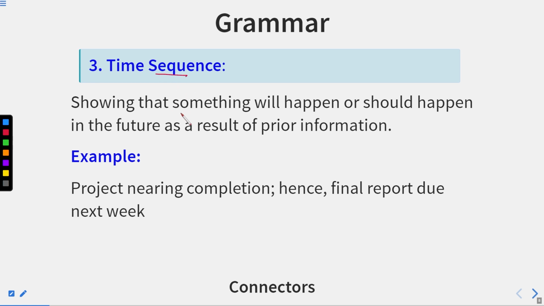Time sequence, showing that something will happen or should happen in the future as a result of prior information. Project nearing completion. So this is information. Now I'm writing hence. Then after that, final report due next week. So this is actually the conclusion, and this is the information which is given to us previously.